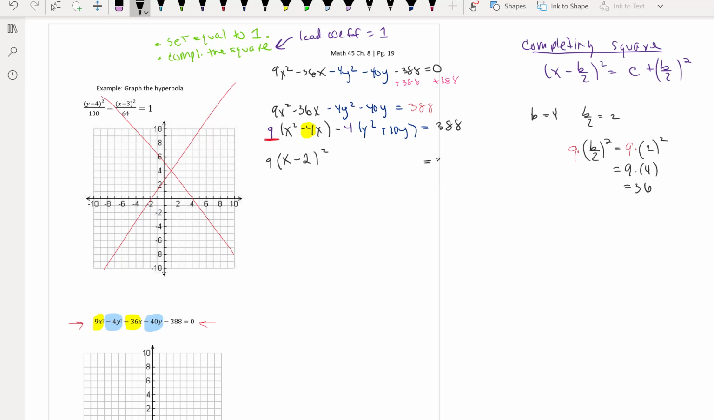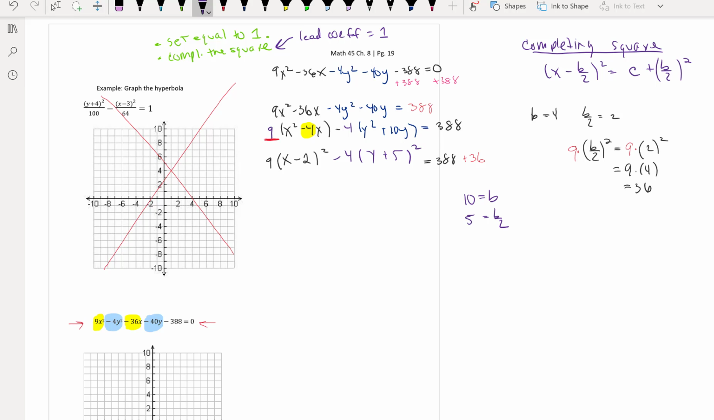So when I have this equal to 388, I'm going to make sure that I add 36 to it. All right. Now I'm going to do something similar for the y's. So I'm going to take that y, so that's equal to 10. So if I divide that by 2, 10 divided by 2 is 5. So I'm going to have a plus 5 in there.